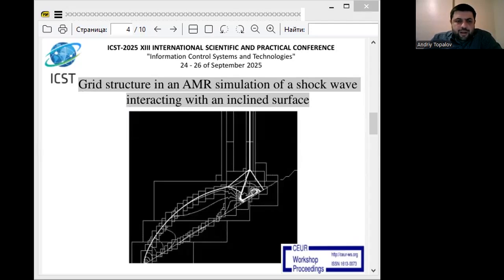This significantly increases accuracy without a proportional increase in computational cost. In AMR simulations, the computational grid is dynamically refined in response to local features of the solution. The computational domain is divided into nested grids, with each successive level providing finer spatial detail.